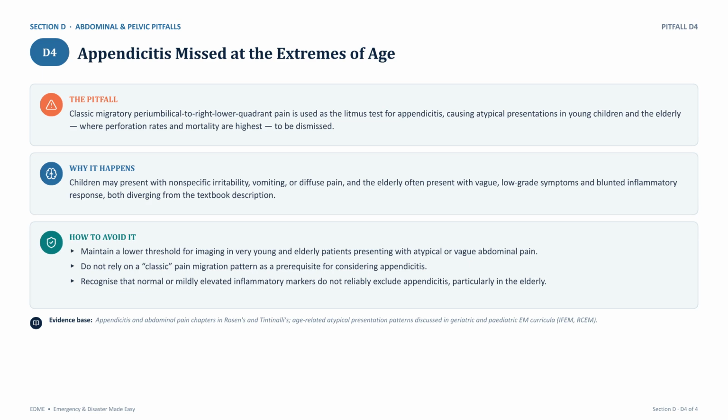Pitfall D4 is missing appendicitis at the extremes of age. Children and the elderly often present with vague or atypical symptoms, lacking the classic migratory pain. Maintain a low threshold for imaging in these groups to avoid dangerous delays.